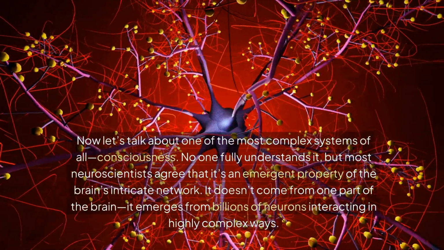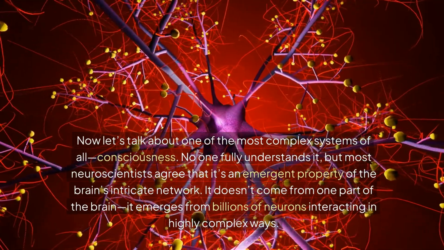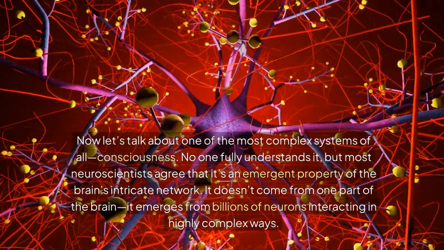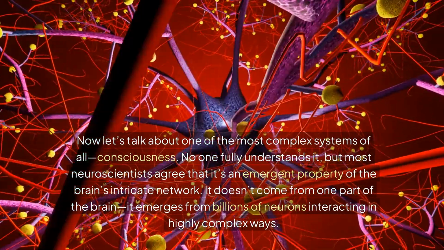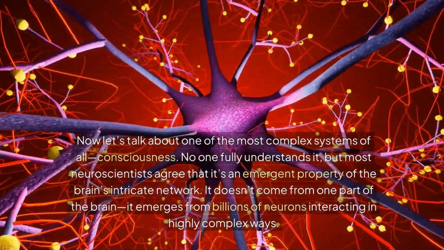Now let's talk about one of the most complex systems of all, consciousness. No one fully understands it, but most neuroscientists agree that it's an emergent property of the brain's intricate network. It doesn't come from one part of the brain. It emerges from billions of neurons interacting in highly complex ways.